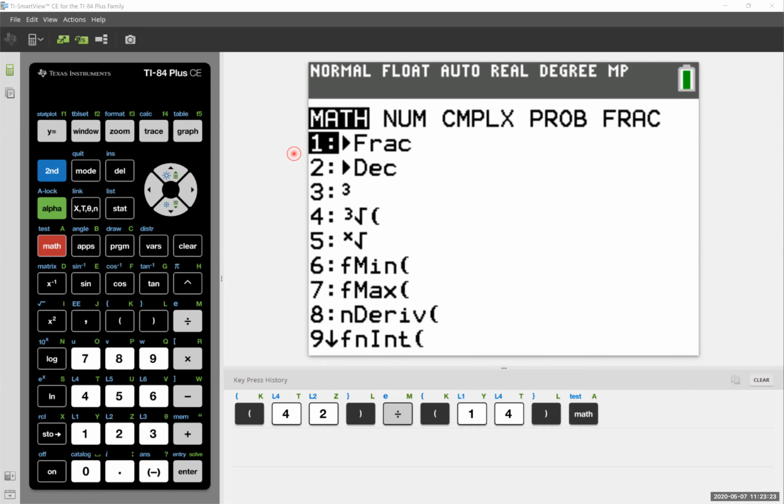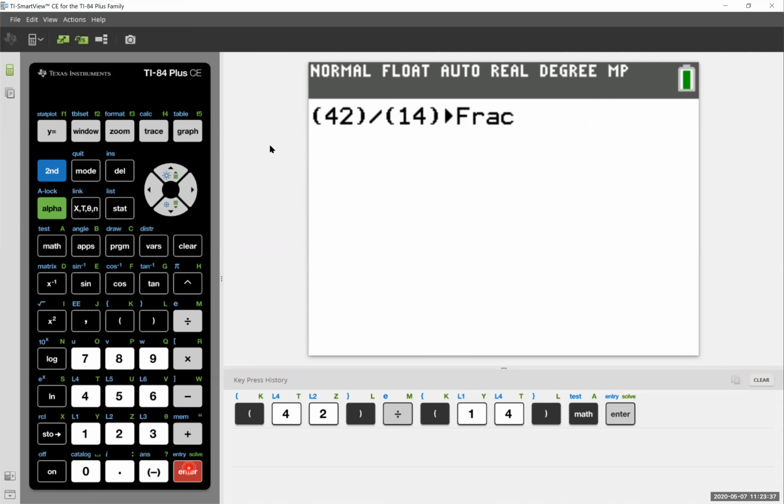Spotlight's going away, so I'm going second, or just going right into math. The first option, frac. You can either hit the number 1 to select that or hit enter. I'm going to use enter for this. You should see 42 divided by 14 frac. That tells the calculator, give me an answer as a fraction. So then I hit enter one last time. We're getting 3, which is what we got before.